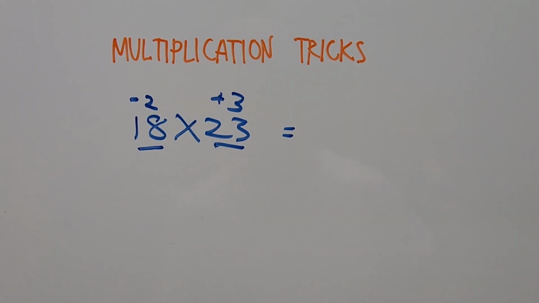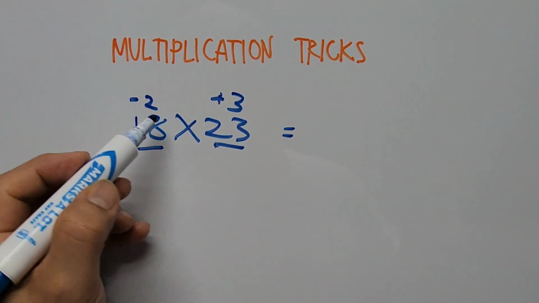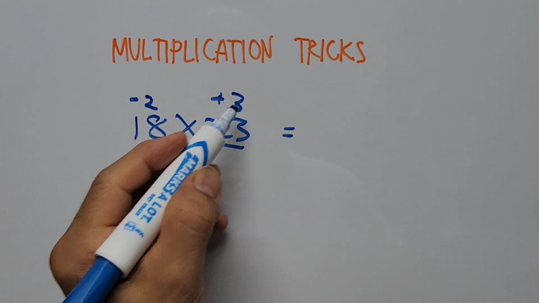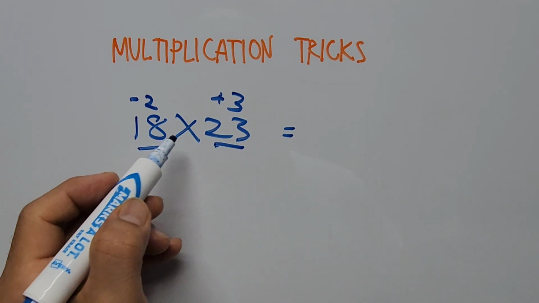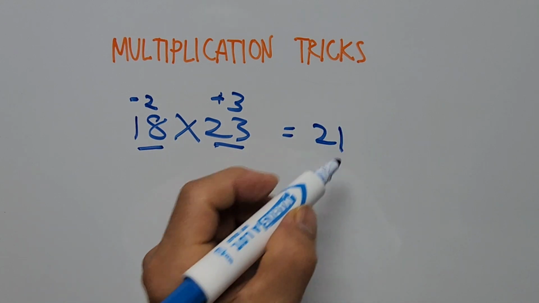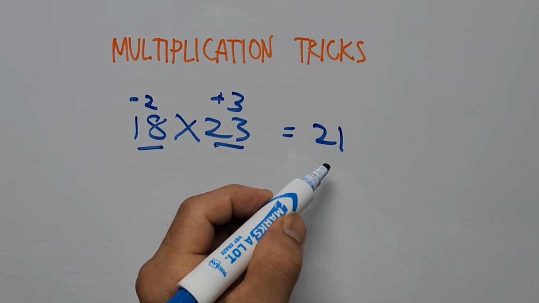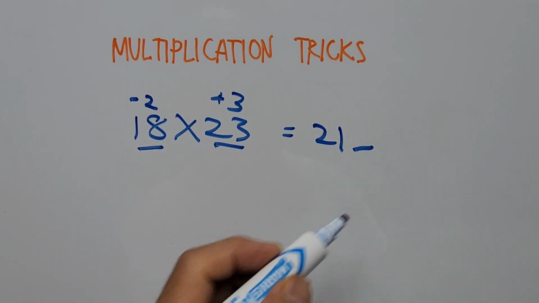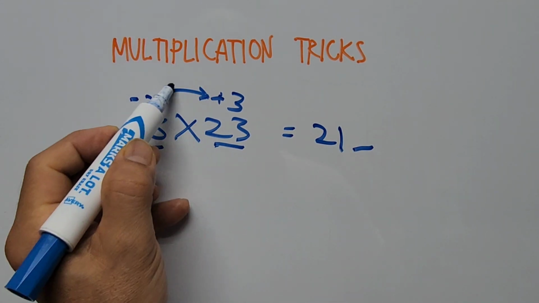So the first part of our answer is we add these together, negative 2 plus 23, or the other way around, plus 3 and plus 18. So 18 plus 3 is 21, or the same way 23 plus negative 2 is 21. That's part of our answer. The second part of our answer is we multiply these numbers together.